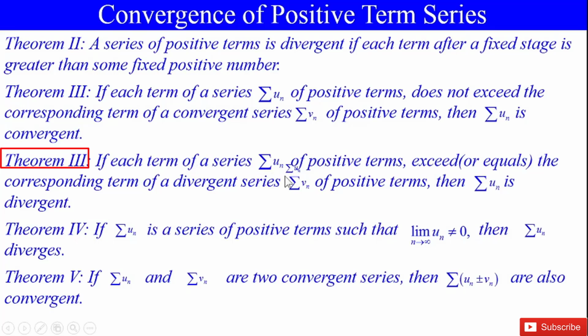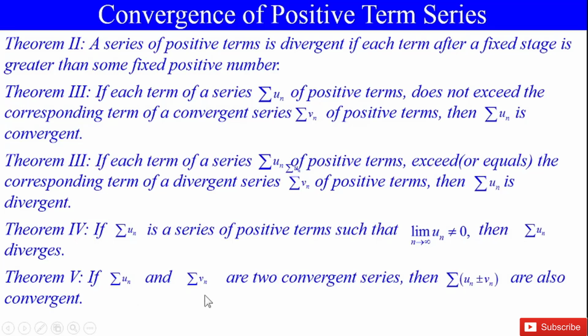If each term of a series sigma un of positive terms exceeds or equals the corresponding term of a divergent series sigma vn of positive terms, then sigma un is divergent. That is, if each term of this series is greater than or equal to the corresponding terms of the series sigma vn, which is divergent, then sigma un is divergent. If sigma un is a series of positive terms such that limit n tends to infinity un is not equal to 0, then sigma un diverges.